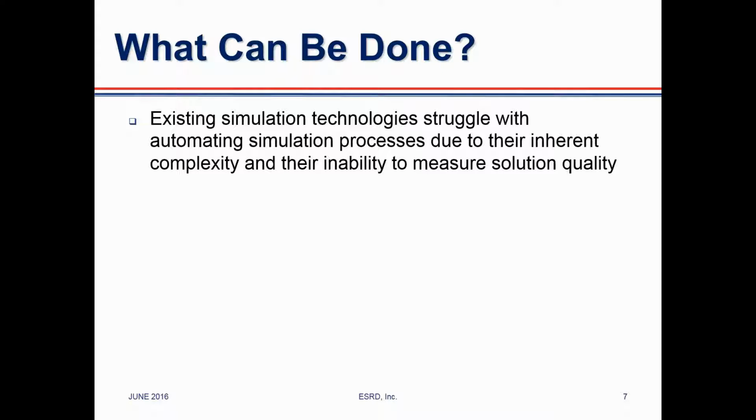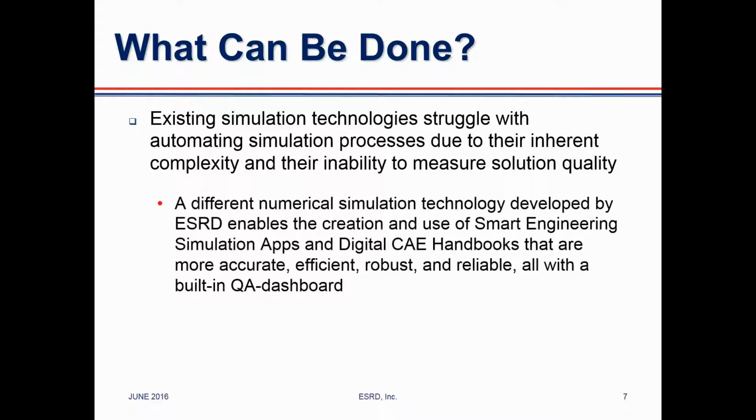Existing simulation technology, as we said, struggles with automation, not only because of the inherent complexity, but because of its inability to measure the solution quality. A different numerical technology developed at ESRD enables the creation and use of smart engineering simulation apps and digital handbooks that are more accurate, efficient, robust, and reliable, all with a built-in quality assurance dashboard. So what do we mean by QA function? Let me show you an example of how it works.